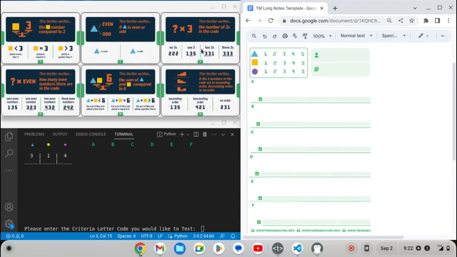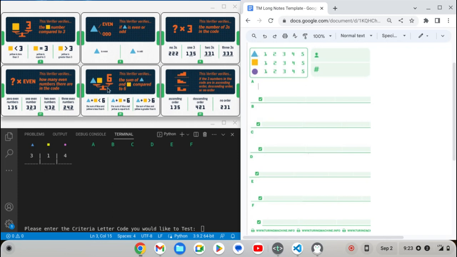Criteria card C will look at the 3-digit solution and will let us know how many of those digits are 3. Should there be no 3s? Is there a single 3? Perhaps 2? Maybe even all 3 are 3. Criteria card D again looks at our 3-digit solution, but this time will let us know how many evens there are. Are there no evens? Is there a single even? Perhaps 2? Maybe all 3 are even.